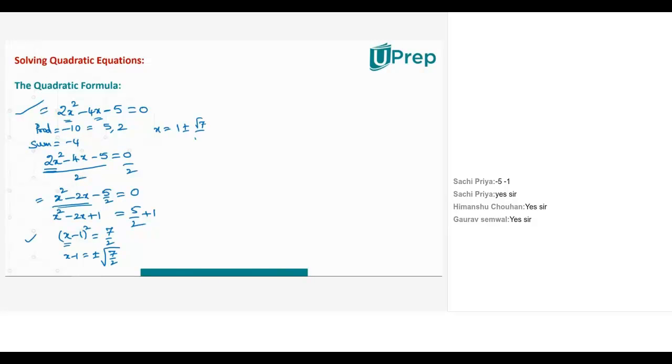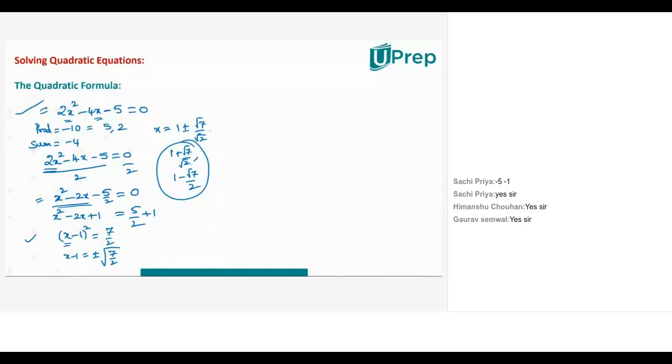Simply, minus 1 comes to this side, it becomes 1 plus or minus root 7 by root 2. Some irrational number, no problem. I got an irrational number, root 7 by root 2. But I got two values of x. One is 1 plus root 7 by root 2 and the other one is 1 minus root 7 by root 2.